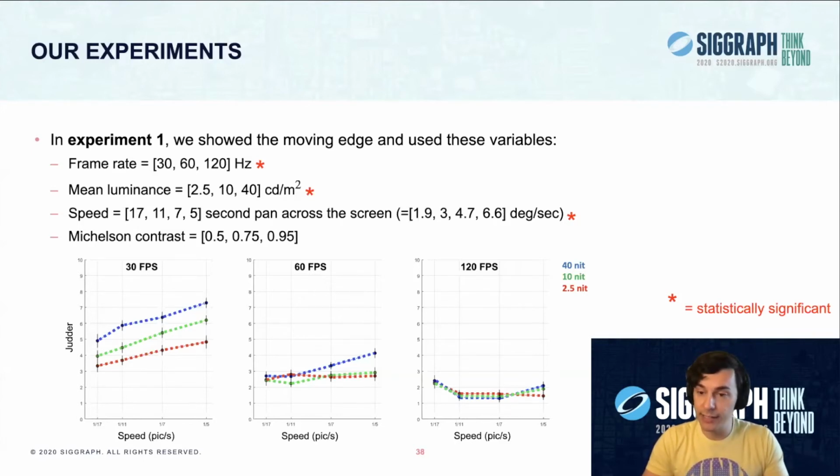In the 30 FPS case on the left, however, there's a much more interesting scenario. We see this really nice separation between the three lines of different brightness levels. And we also see a clear positive trend with more speed generating more Judder, which is all pretty intuitive and kind of follows our prior knowledge from the related work.